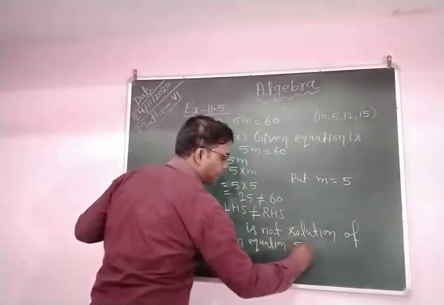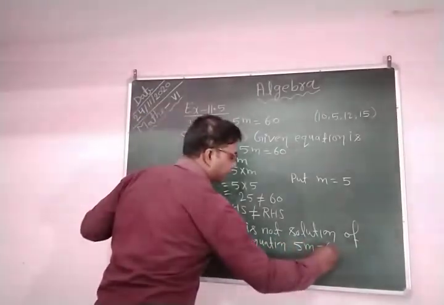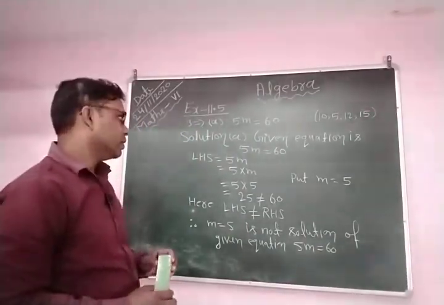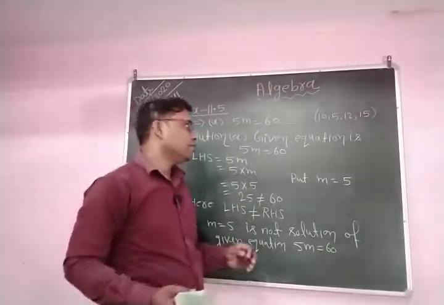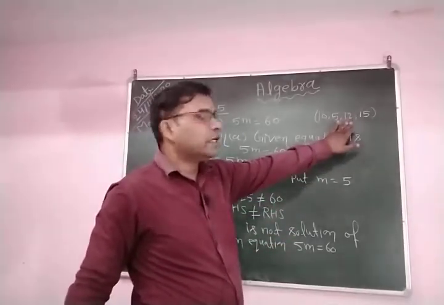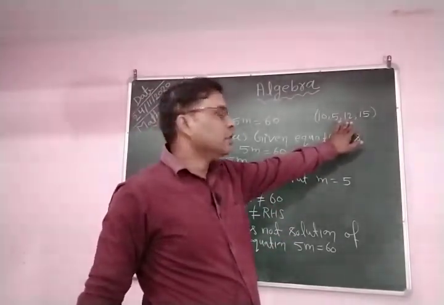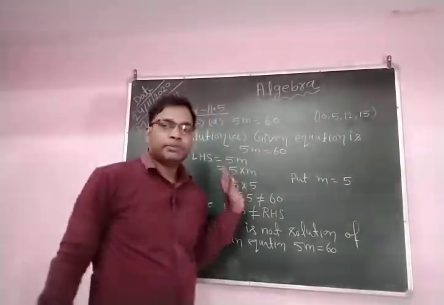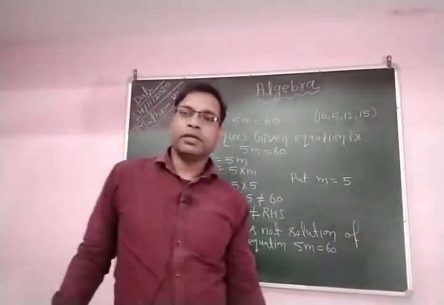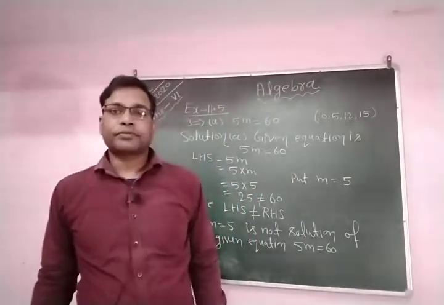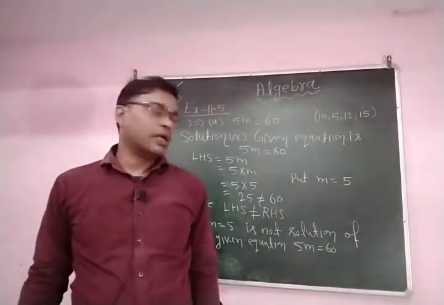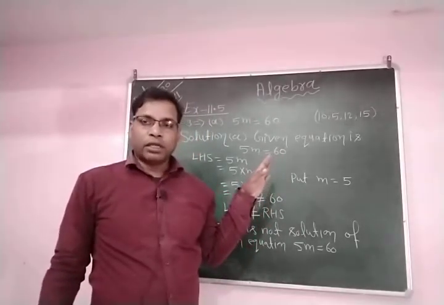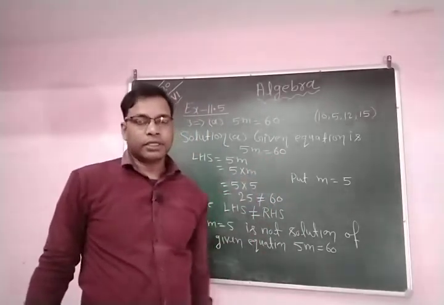5m is equal to 60. Clear? Now we take the third option, 12. If we put the value of m as 12 and the left hand side and right hand side are both equal, then you can say that m value is the solution of the given equation.